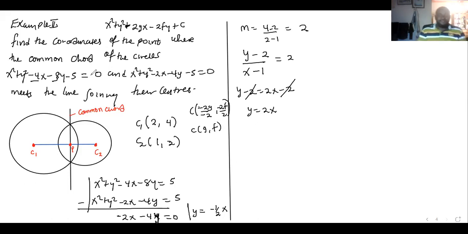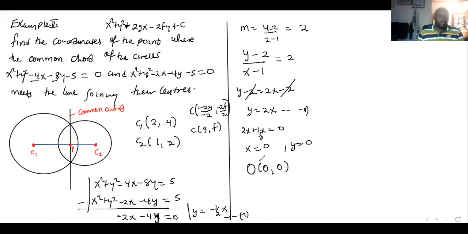Yes, I've got it. So when you solve these two equations simultaneously, so this is equation 2, this is equation 1, when you eliminate, you get 2x plus a half x is equal to 0. So x is 0, and y is 0. So those two lines meet at (0, 0). So questions will be coming in different formats as they are being set.